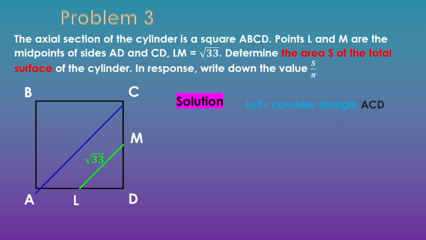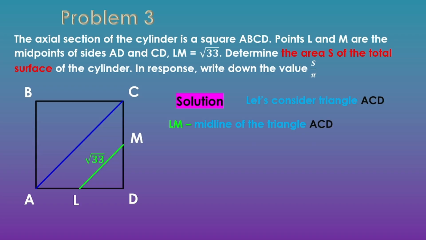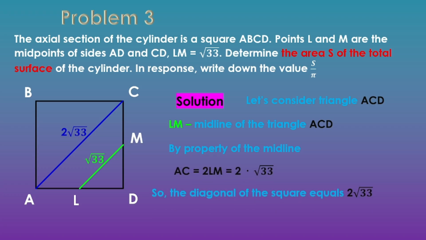So let's consider triangle ACD. LM is the midline of triangle ACD, because points L and M are the midpoints of sides AD and CD respectively. So by the property of the midline, AC will be twice as long as LM. AC will be 2 root 33. So the diagonal of the square is 2 root 33.